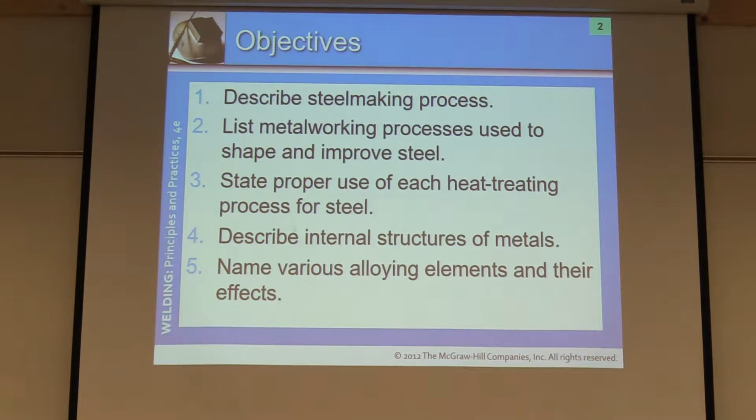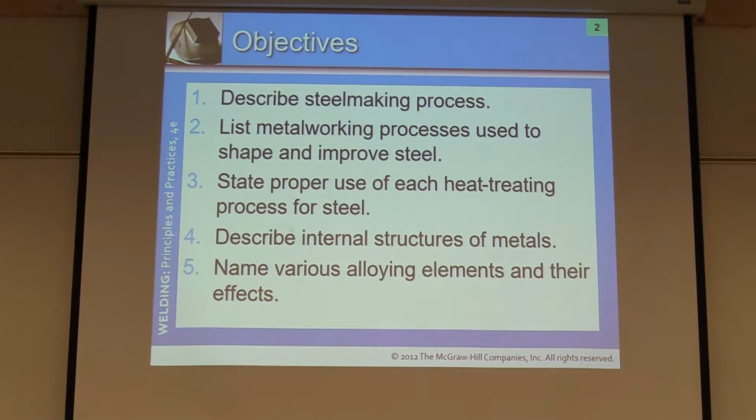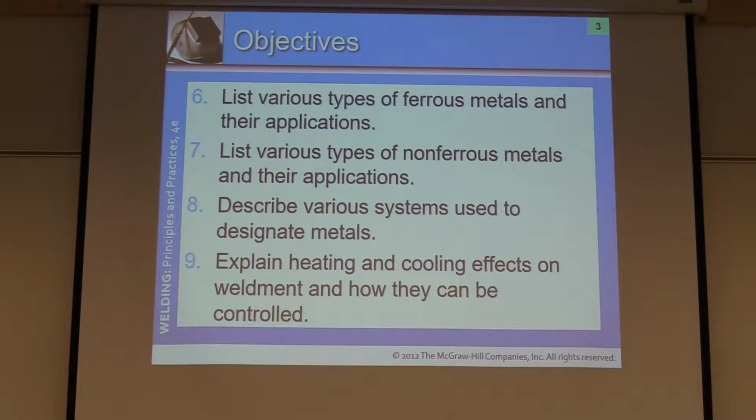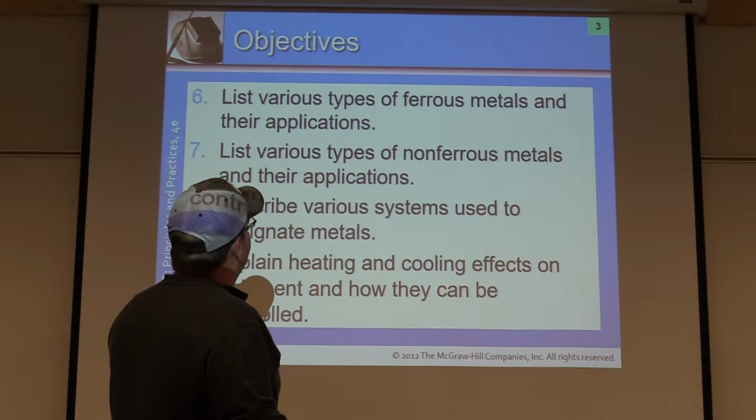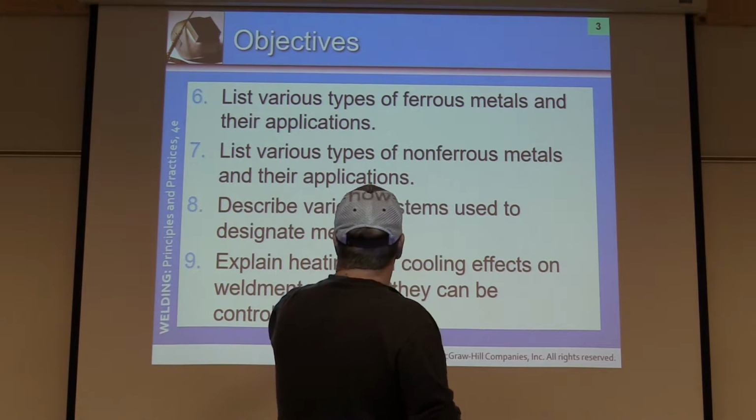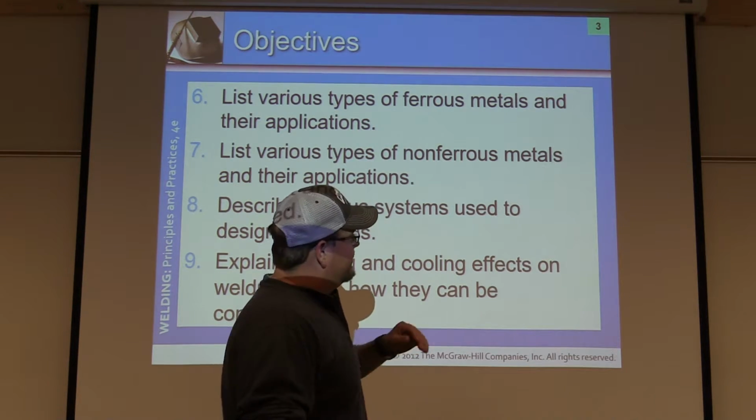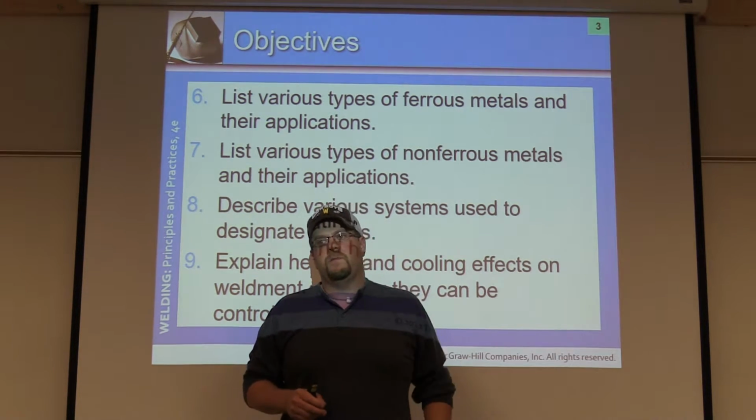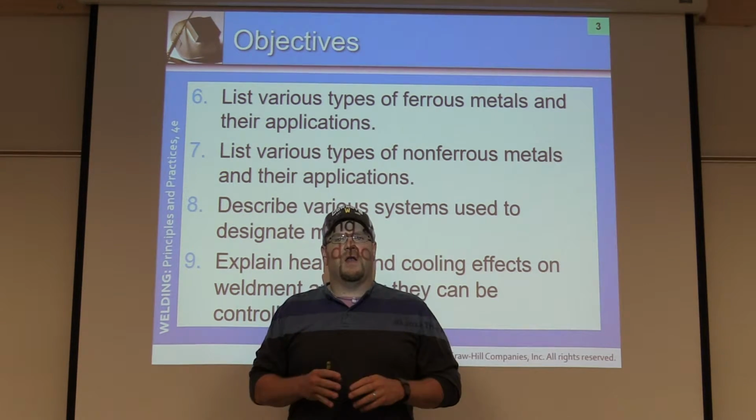The objectives. We're going to talk about the steel making processes, metalworking processes, internal structures of steels, name various alloying elements, their effects, various types of ferrous and non-ferrous metals, their applications, and so forth. This is a brief overview of welding metallurgy and a baseline of metallurgy.